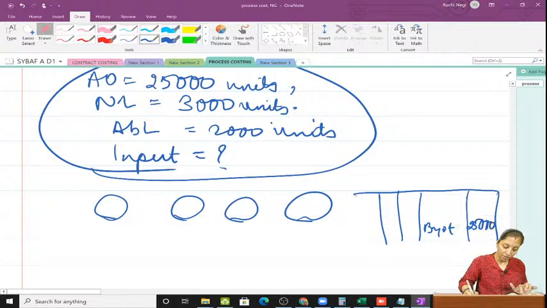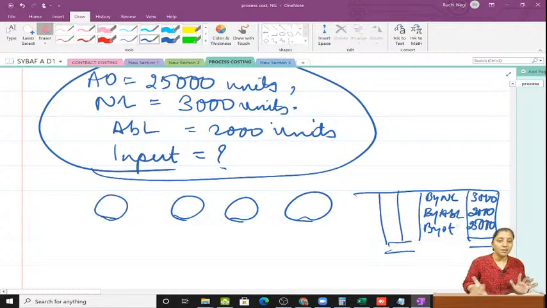25,000 is the output. Then where does normal loss come? Here, credit side. Normal loss how much? 3,000. Then where does abnormal loss come? Here, credit side. Abnormal loss how much? 2,000. Okay. Solve it. Credit side minus debit side, where I will get the input answer.